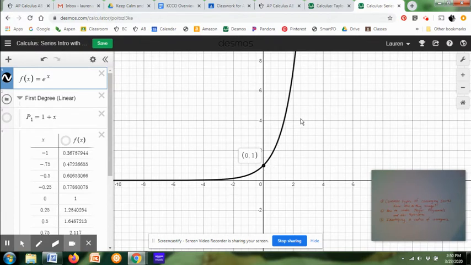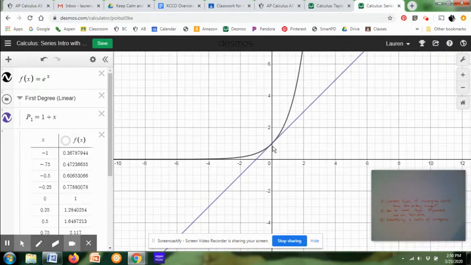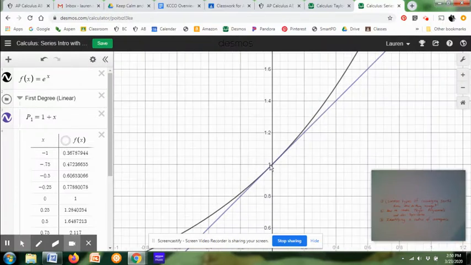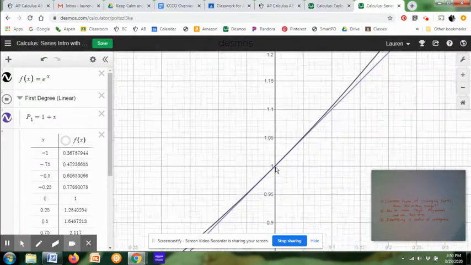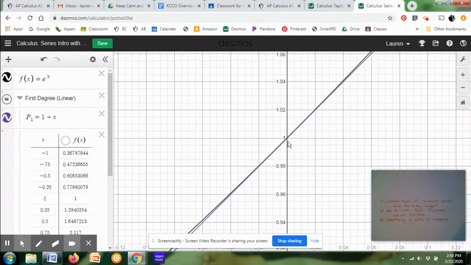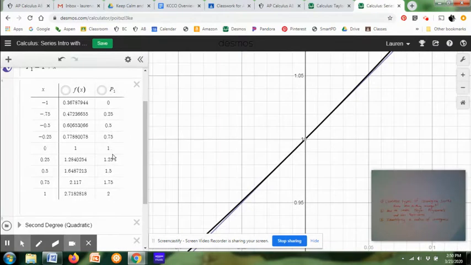The very first polynomial we created was linear, which was our tangent line that we referred to so often throughout calculus. And you can see that as you get closer and closer to 0, the tangent line is a pretty good approximation for what happens with e to the x. You have to zoom in pretty close to say that along here, they're pretty similar to each other. And if we look at some of these tables of values at 0, f of x has a value of 0, and our approximation also has a value of 0.